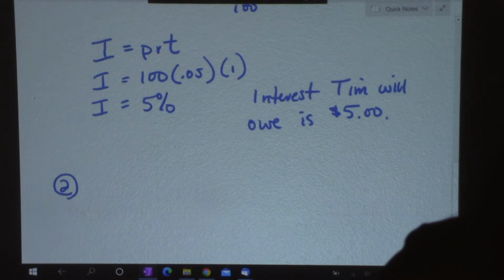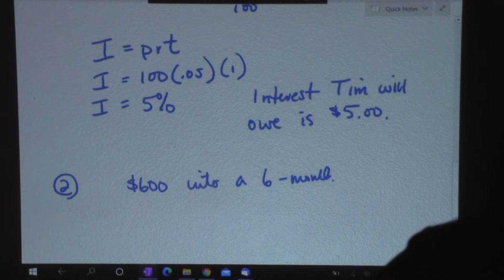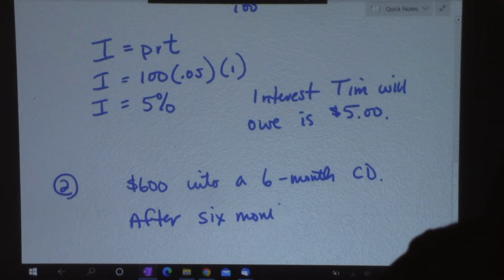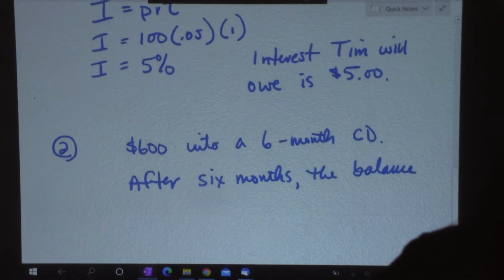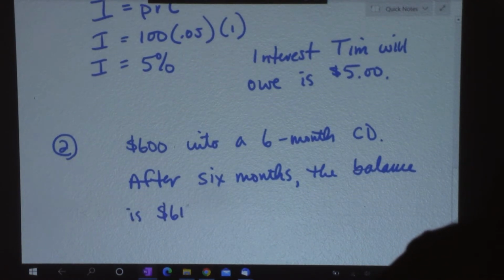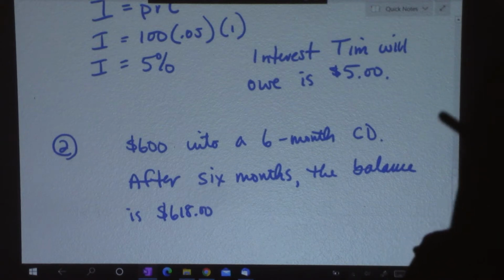All right, number 2. You deposit $600 into a 6-month certificate of deposit. That's called a CD. All right. After 6 months, the balance is $618. Find the annual interest rate.